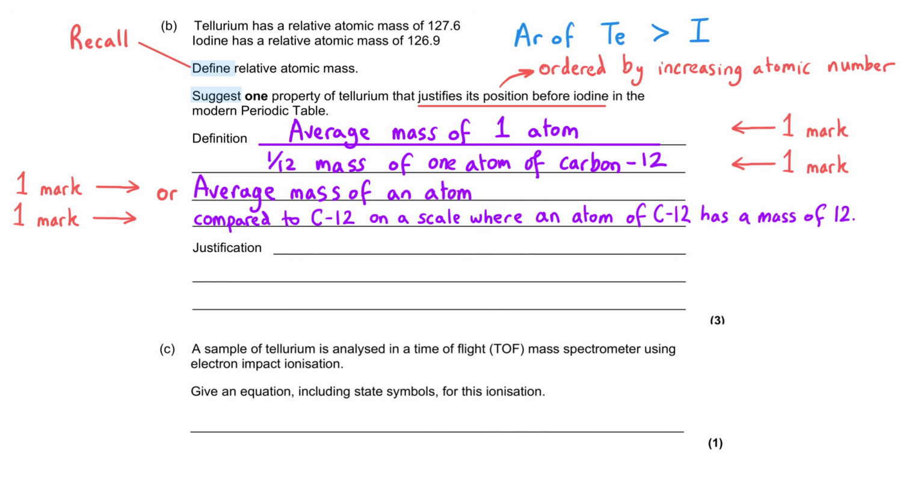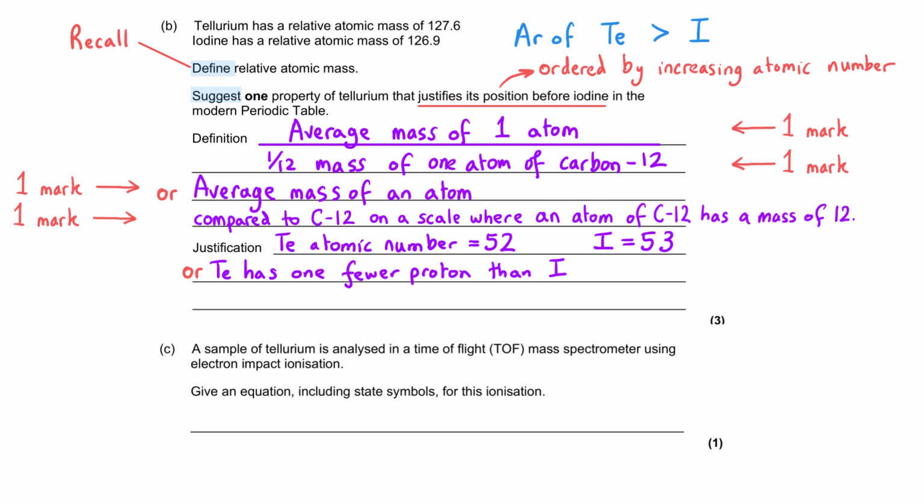We use increasing atomic number. And so from that point of view, our way into this question is to say that tellurium has an atomic number of 52, whereas iodine has an atomic number of 53, which is obviously larger. Or we could answer this in terms of protons, which is what the atomic number represents. And here we could say that tellurium has 1 fewer proton than iodine.